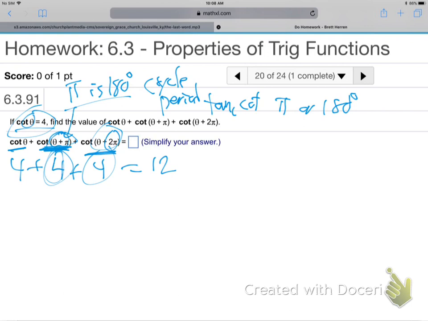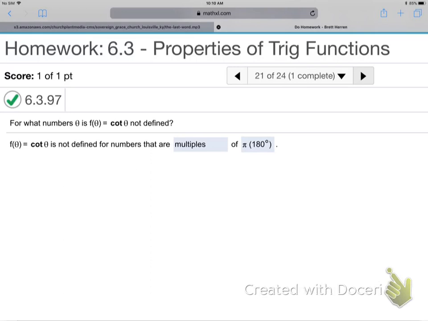All right. Is that the answer? So, when is cotan of theta not defined? What do they mean not defined? Well, what is cotan equal to?